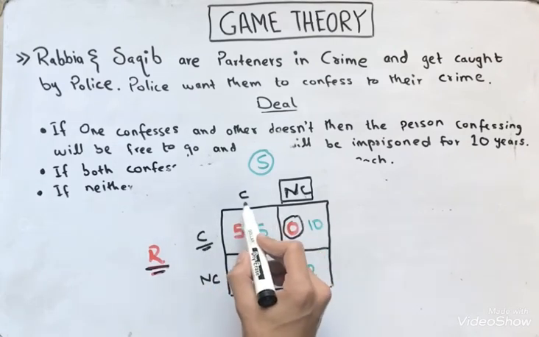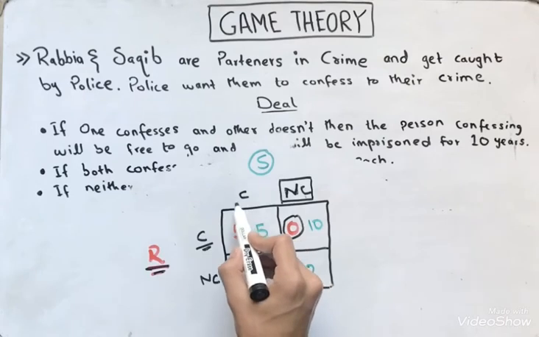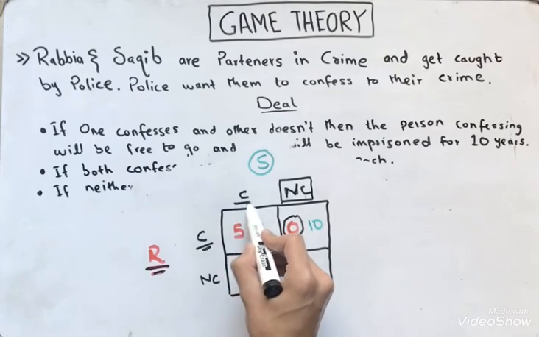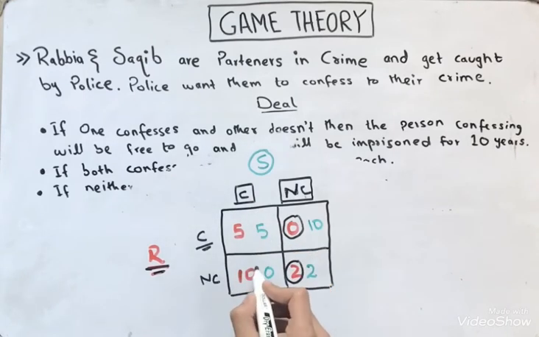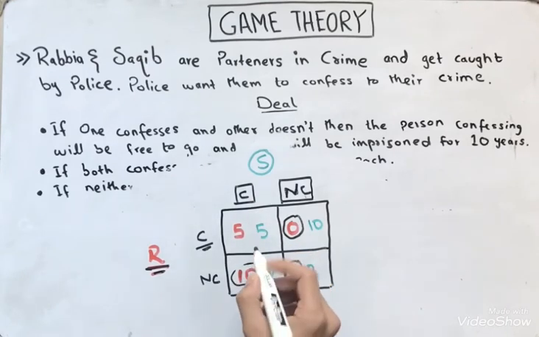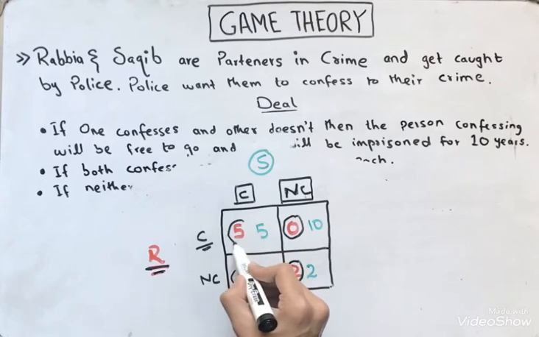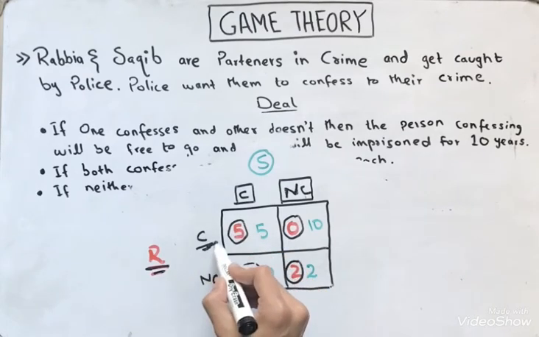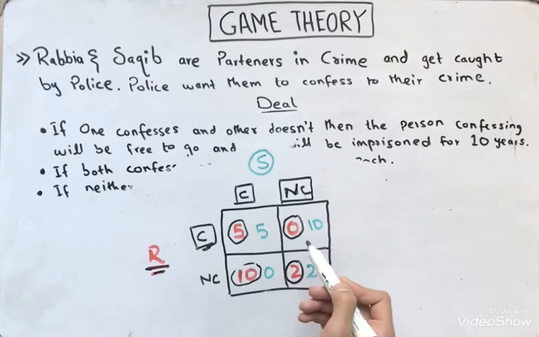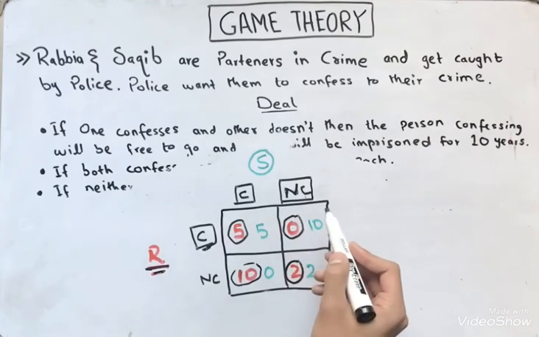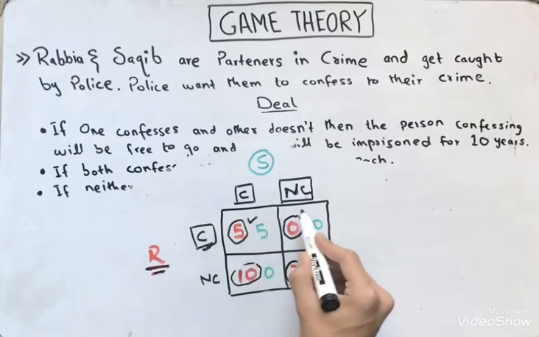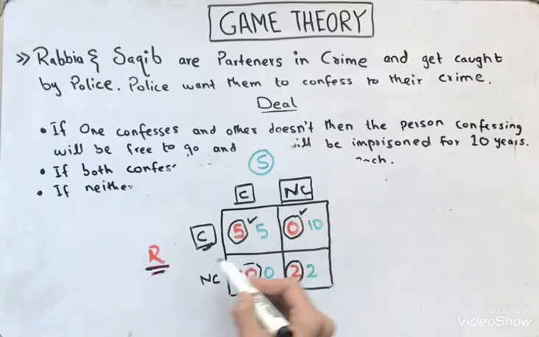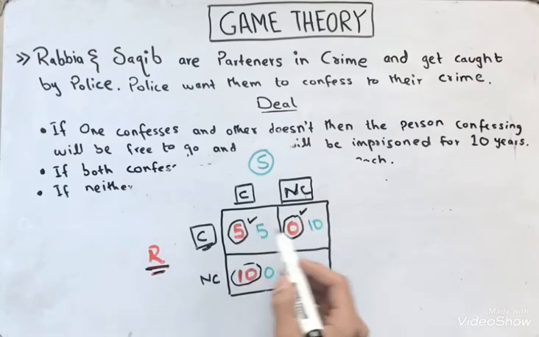Now let's look at the other possibility of this problem. If Saqib confesses, then if Rabia doesn't confess, she has to be in jail for 10 years, and if she confesses, then she has to be in jail for 5 years. So once again, you can see it is beneficial for her to confess. So in both of the cases, whether Saqib confesses or doesn't confess, it is always beneficial for Rabia to get out of jail by just confessing.